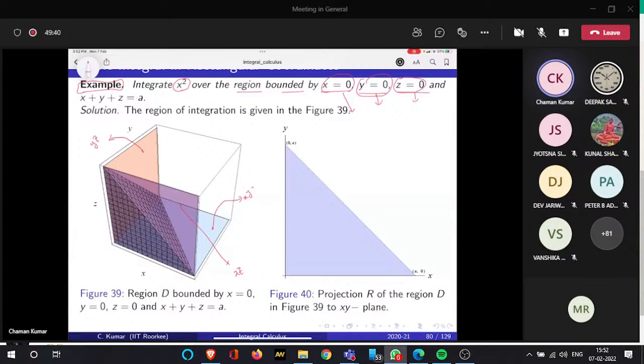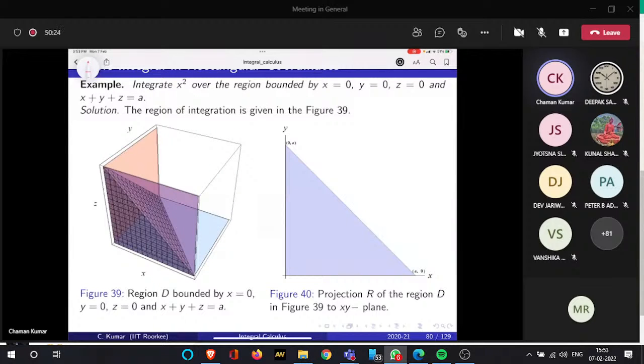Now you have another surface, x plus y plus z equals a, the slanted one you see here. That surface you plot. So the region bounded by these is the region given in this first picture. So my first step is done. I'm able to plot all the surfaces. This entire domain is plotted in this first picture.